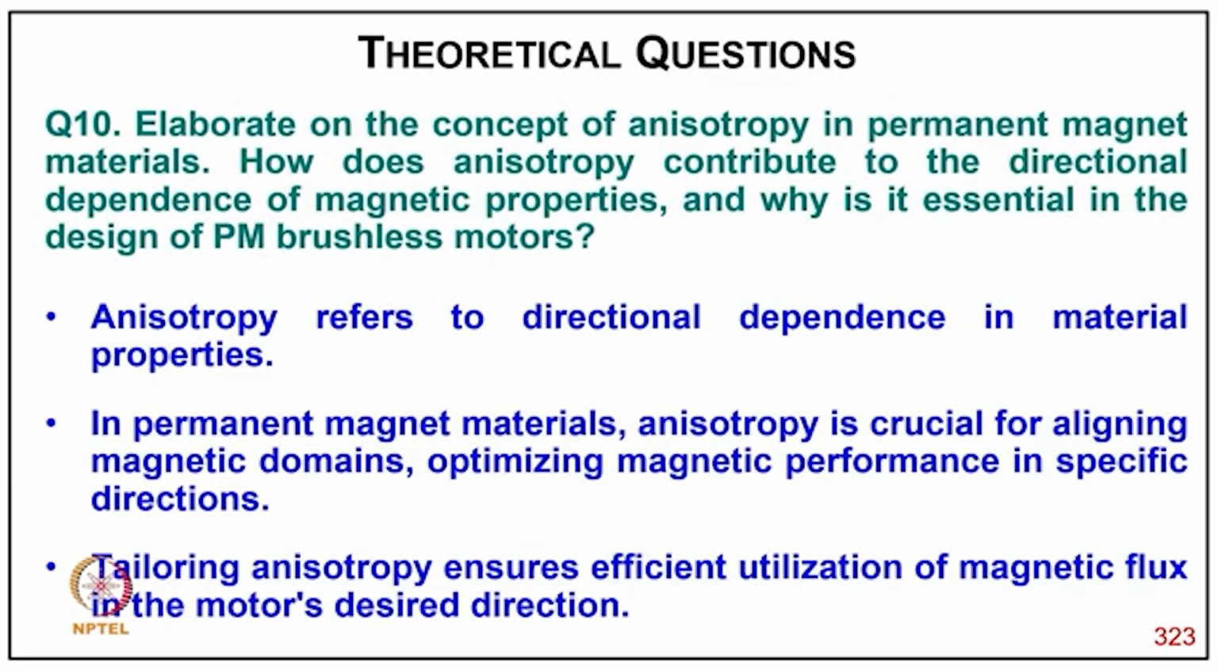Now question 10, elaborate on the concept of anisotropy in the permanent magnet material. How does anisotropy contribute to the directional dependence of magnetic properties, and why is it essential in the design of a brushless DC motor? Anisotropy refers to the directional dependence in magnetic material properties, and in permanent magnet material, anisotropy is crucial for aligning magnet domains and optimizing magnetic performance in a specific direction. Tailoring anisotropy ensures efficient utilization of magnetic flux in the motor's desired direction.